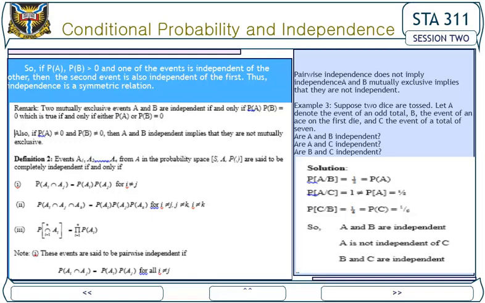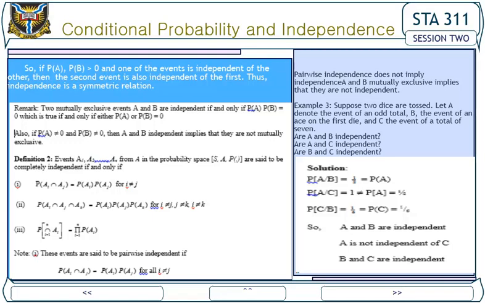Remark: two mutually exclusive events A and B are independent if and only if P of A times P of B is equal to 0, which is true if and only if either P of A or P of B is equal to 0. Also, if P of A is not equal to 0 and P of B is not equal to 0, then A and B independent implies that they are not mutually exclusive.